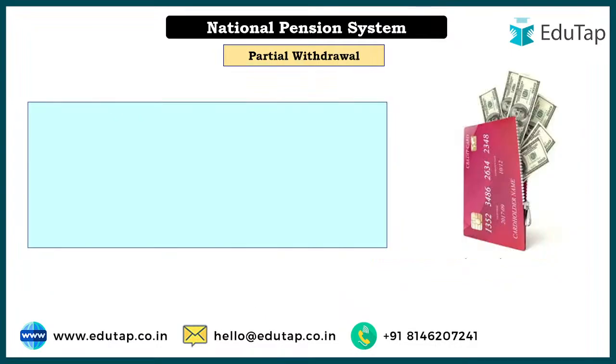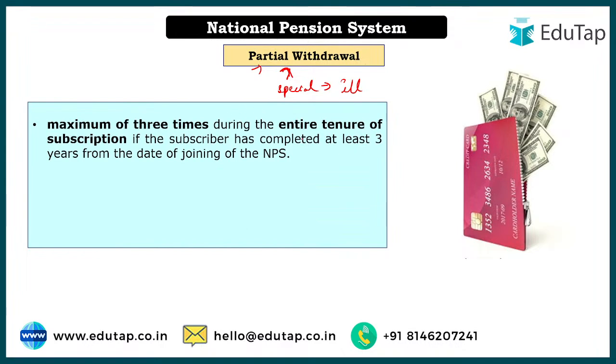Next is about partial withdrawal. What is the case in partial withdrawals? It means you are not actually exiting the scheme, but you need some money. Very important to remember is that partial withdrawal can only be done under special circumstances. What are the special circumstances? For example, if somebody is severely ill or some operations related to health need to be done that require money, that is an unavoidable circumstance. Only in such cases will partial withdrawal be allowed. And for that also there is a minimum time period: you should have completed at least 3 years in the scheme.